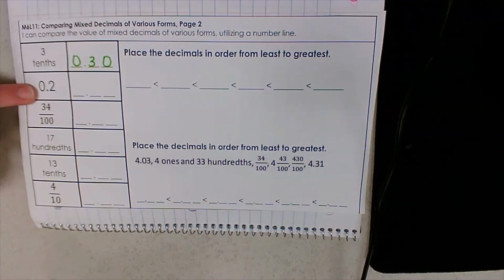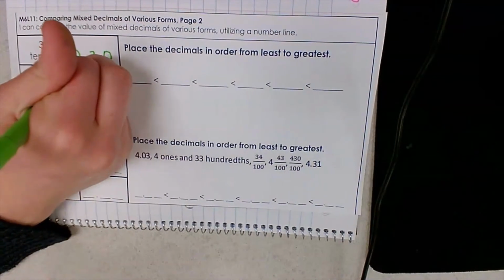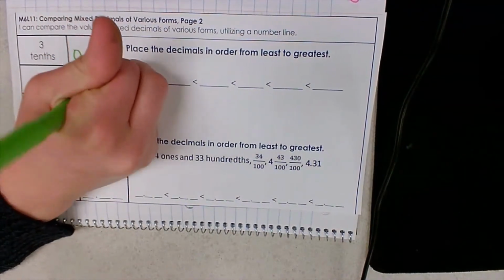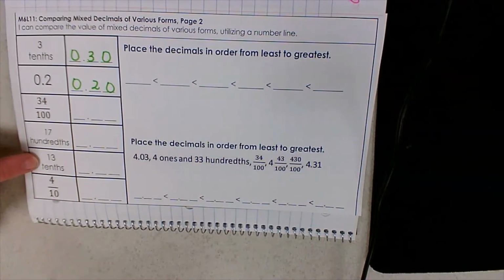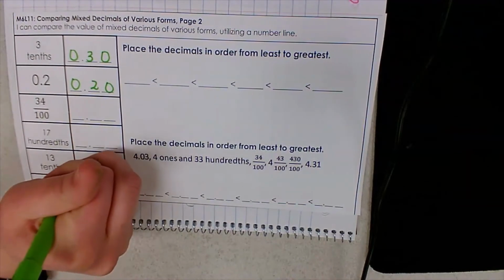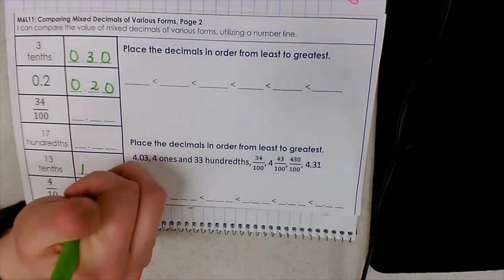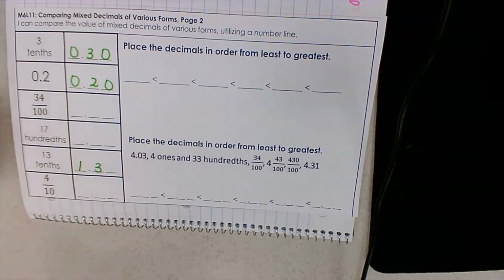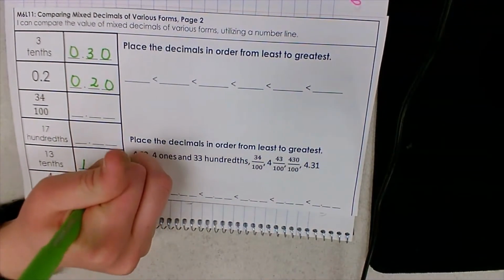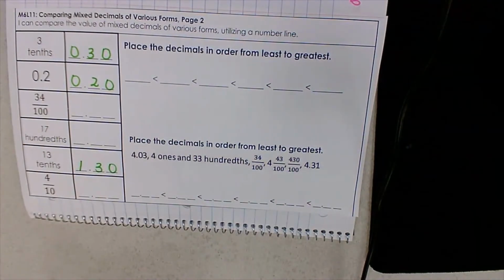So we can also rewrite 2 tenths as 20 hundredths. Any other tenths here? I've got 13 tenths. I know that 10 tenths makes a 100. So if I have 13 tenths, that means I have 1 whole group and 3 extra tenths. It's like I'm taking the number 13 and I'm just splitting it with a decimal with 0 in the hundredths place.